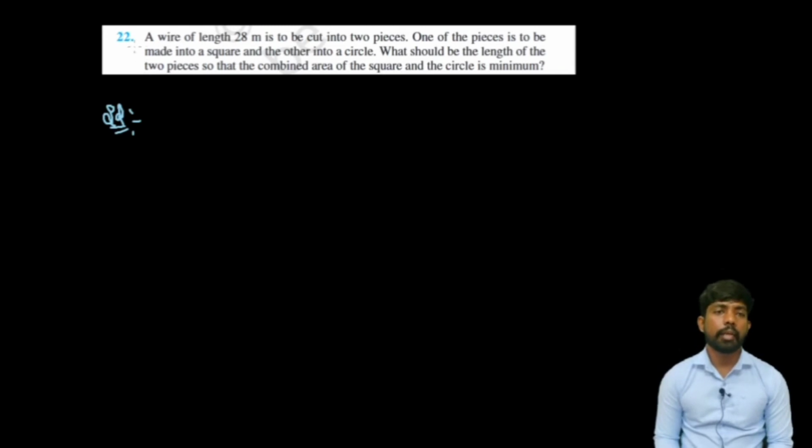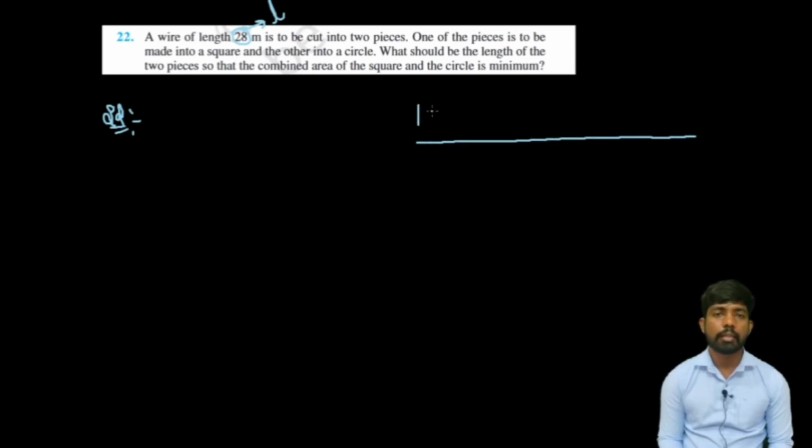Here we have a question. A wire of length 28 meters is to be cut into 2 pieces. Okay. Here let us consider the length as L, in generalized format. Instead of 28 I am writing L. Now a wire of length L meters is to be cut into two pieces. This is the length of the wire, length L.